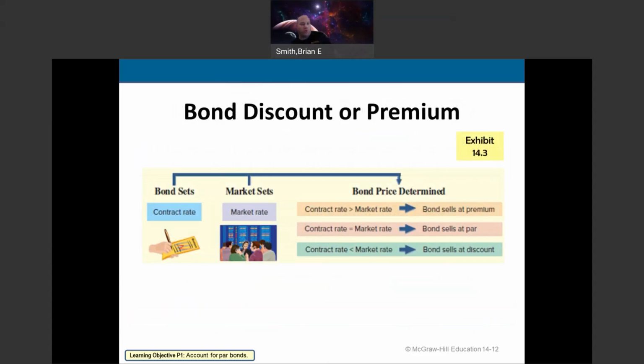Now, just like I showed you at the beginning part of this with IBM, it was selling at 103.08%. What that means is that the contract rate on the bond was higher than the market rate. So when you look at this chart here, you know that it was selling at a premium. If the contract rate and the market rate are equal, the bond sells at par. But if the contract rate is less than market rate, the bond sells at a discount.